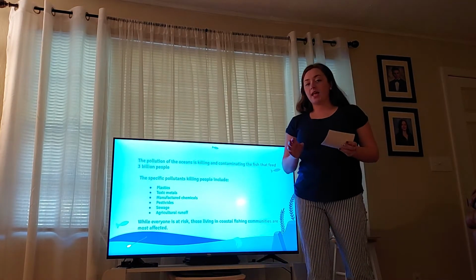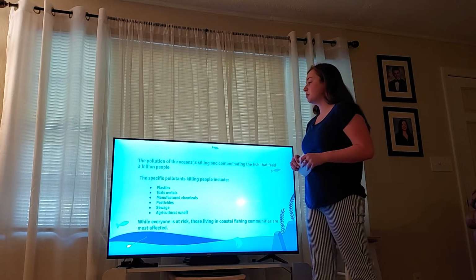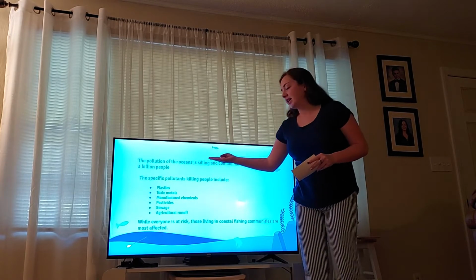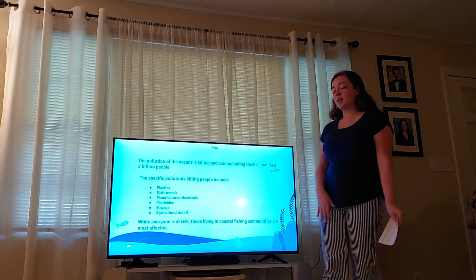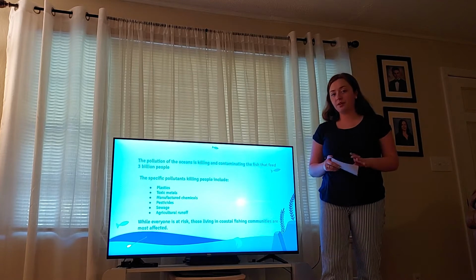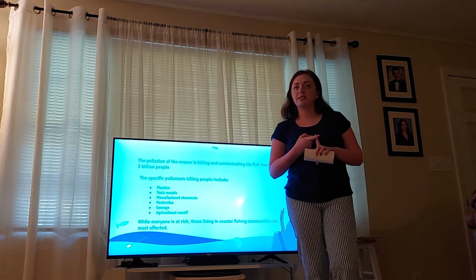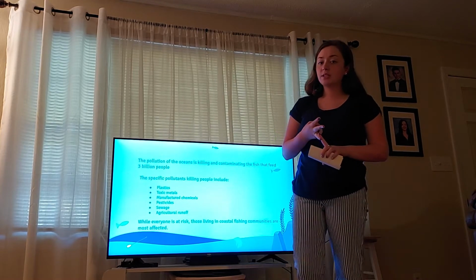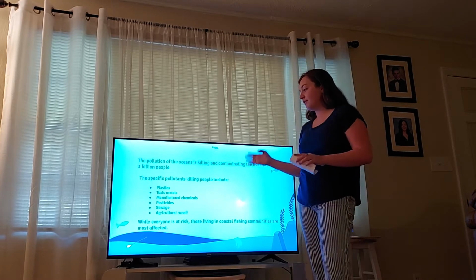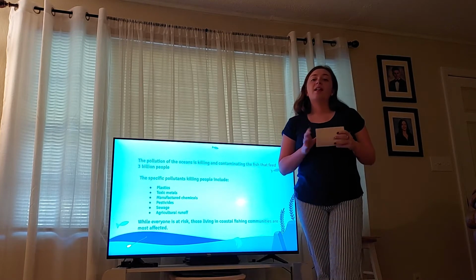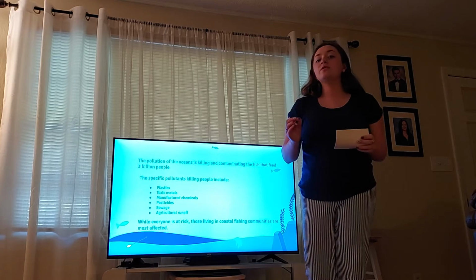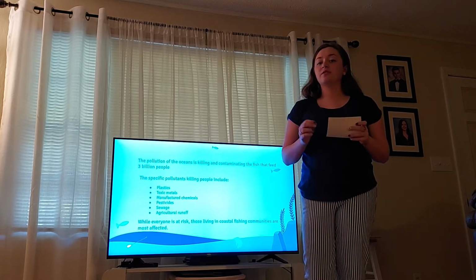The first way, specifically, in which oceanic pollution affects humans is by killing and contaminating the fish that feed about 3 billion people. These fish are contaminated through toxic metals, plastics, sewage, chemicals, and a few others. While everyone is at risk, those most at risk live in coastal fishing communities.